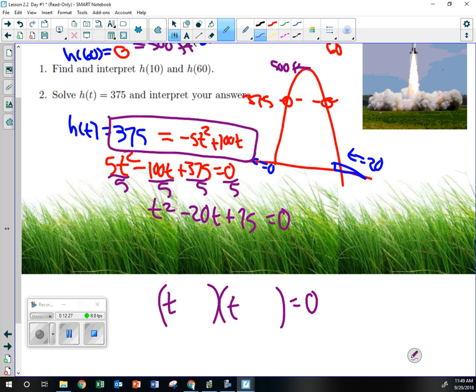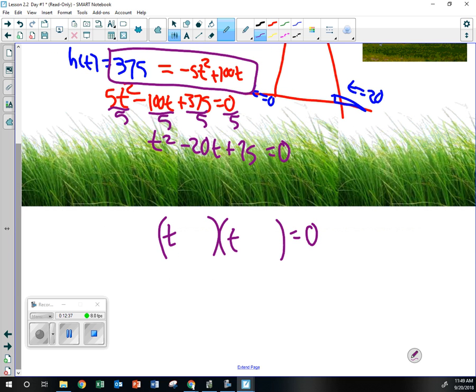Why do you have to divide everything by 5? It's just going to be easier to factor. And you could use your calculator to find this. But I think this 75 factors into what to give me 20? Anybody know? Five and 15. And both of these will be minus. You'll get negative 20, and you'll get 75. That's all right. 5 and 15.